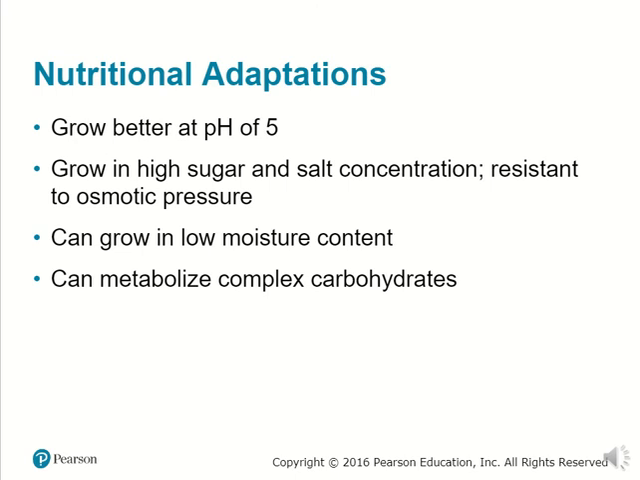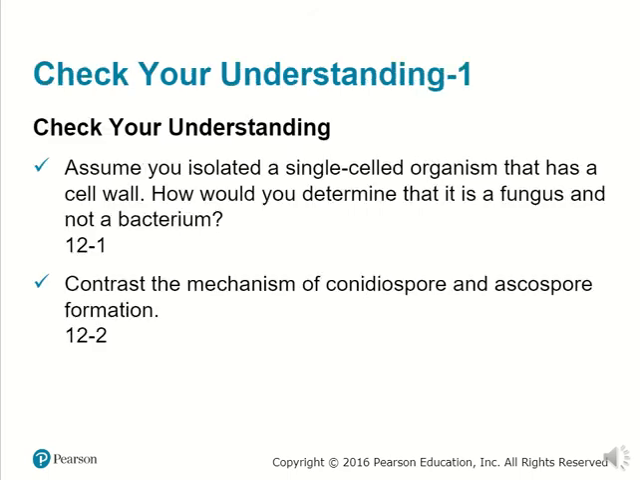For nutritional adaptations, they'll typically grow better at a pH of 5, so slightly acidic. They will grow in high sugar or salt concentrations and are very resistant to osmotic pressure, outside forces. They can grow in low moisture content, and they can metabolize complex carbohydrates.